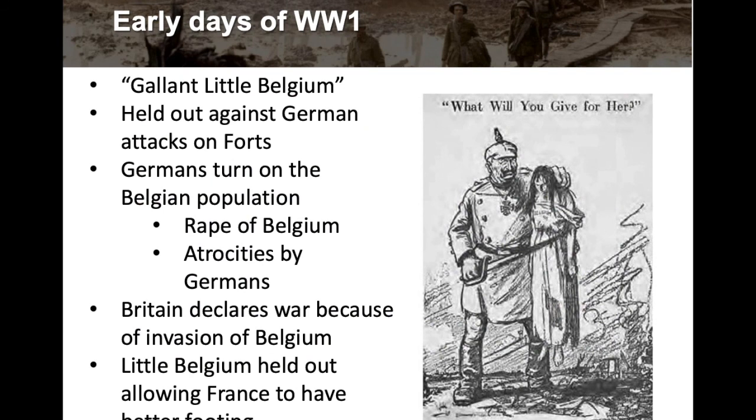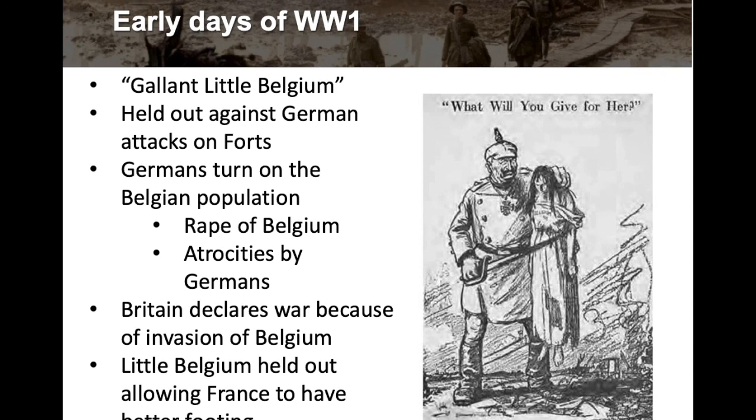Continuing with the early days of World War I. Gallant Little Belgium. That was the nickname given to Belgium. At these forts, they held the Germans at bay, which gave time for Russia to mobilize, which gave more time for France to be prepared. The Germans then turn on the Belgian population. They basically were going to punish the Belgian population for not giving them free access through the country.